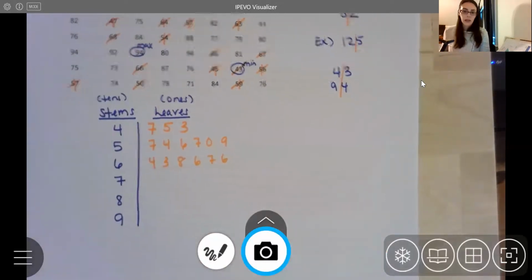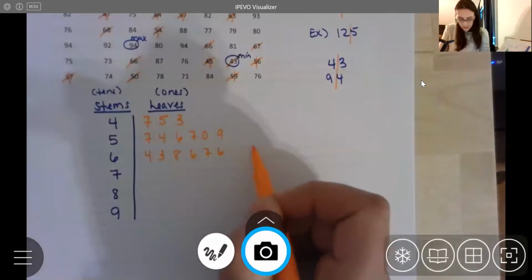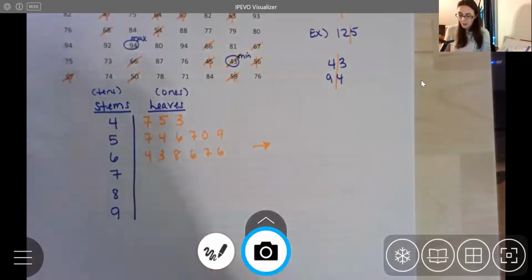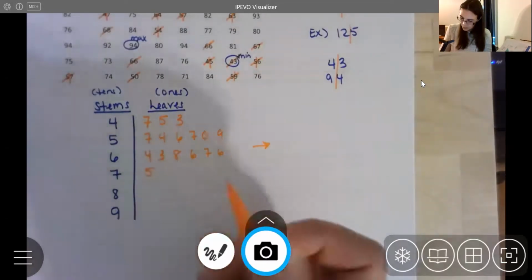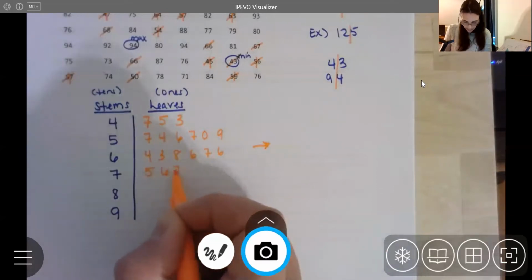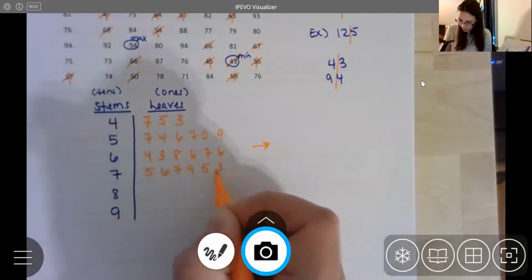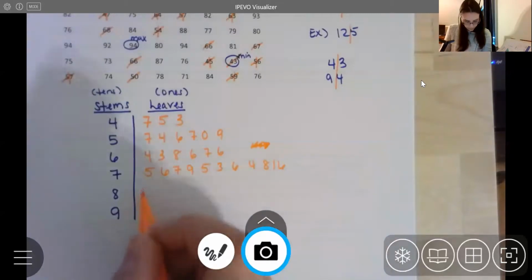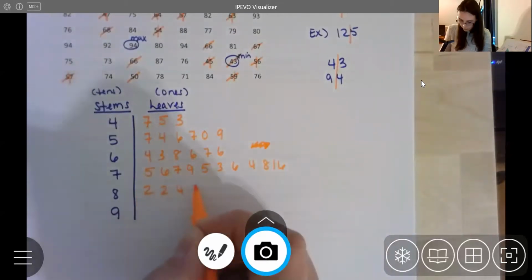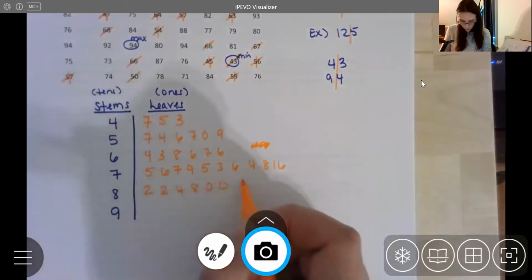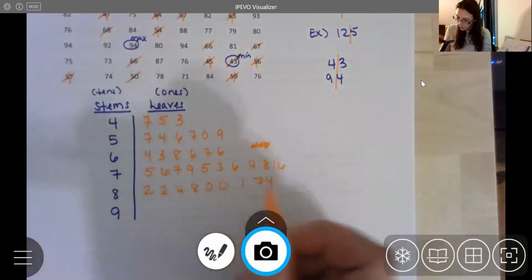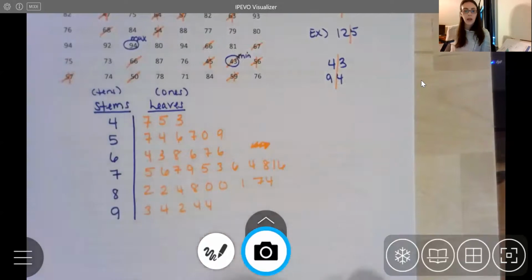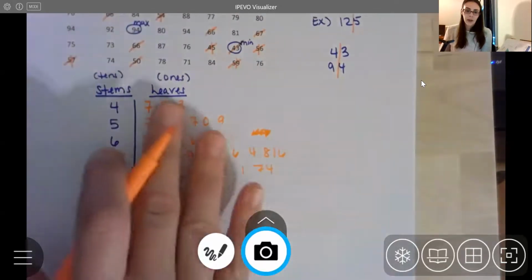So now I'm going to keep going down the line. So the others are going to be there too. Now, this is fine. So your book kind of leaves everything out of order like this. Really, you probably should put it in order if we're doing it correctly. So, hey, let's do the next one. So it's going to be 5, 6, 7, 9, 5, 3, 6, 4, 8, 6, 2, 2, 4, 8, 0, 0, 1, 7, 4, and then 3, 4, 2, 4, 4. So again, your book is allowing us to leave the values out of order.